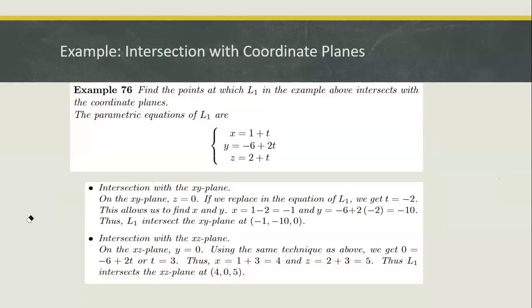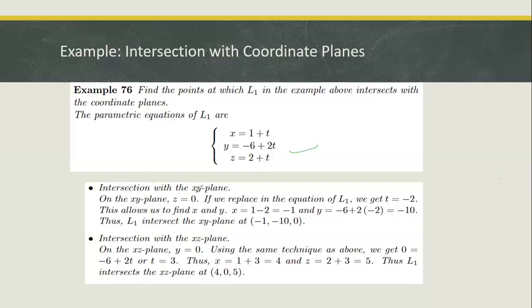So looking at an example, it says find the points at which L1 in the example above intersects with the coordinate planes. So the parametric equations of L1 we found to be x is equal to 1 plus t, y is equal to minus 6 plus 2t, and z is equal to 2 plus t. So this information is from the previous example. So we're going to go through the three different planes as mentioned in the previous slide.